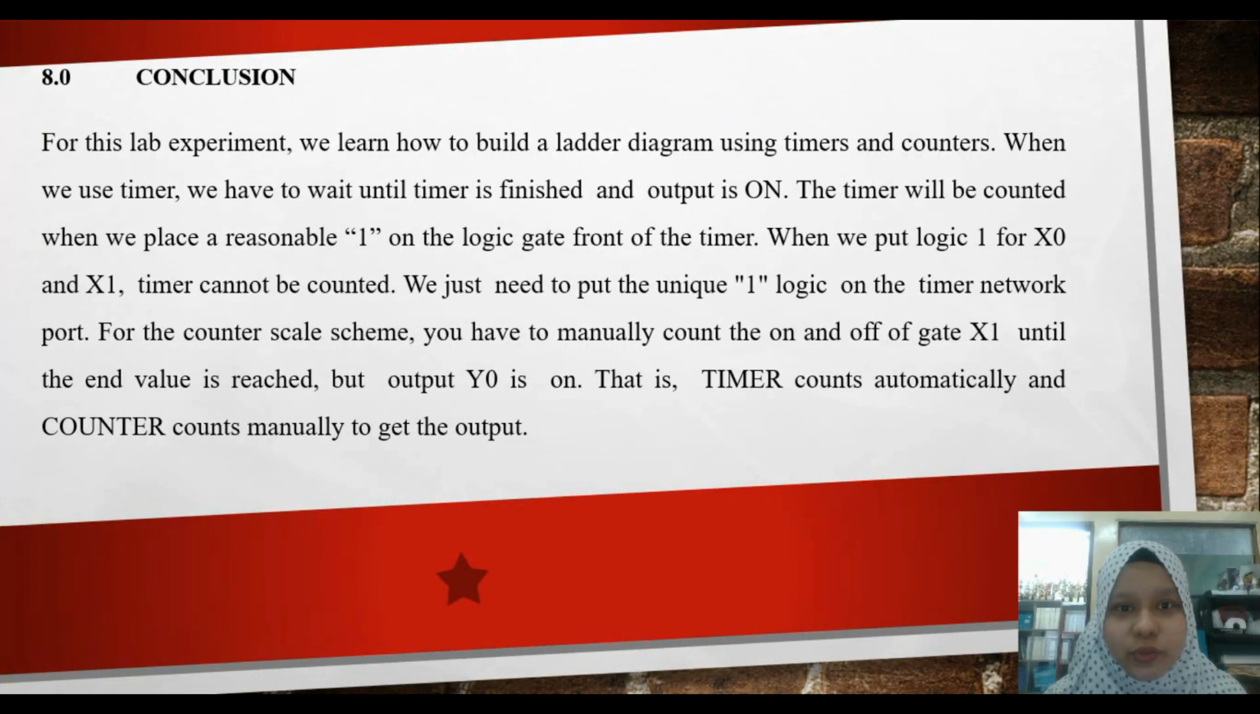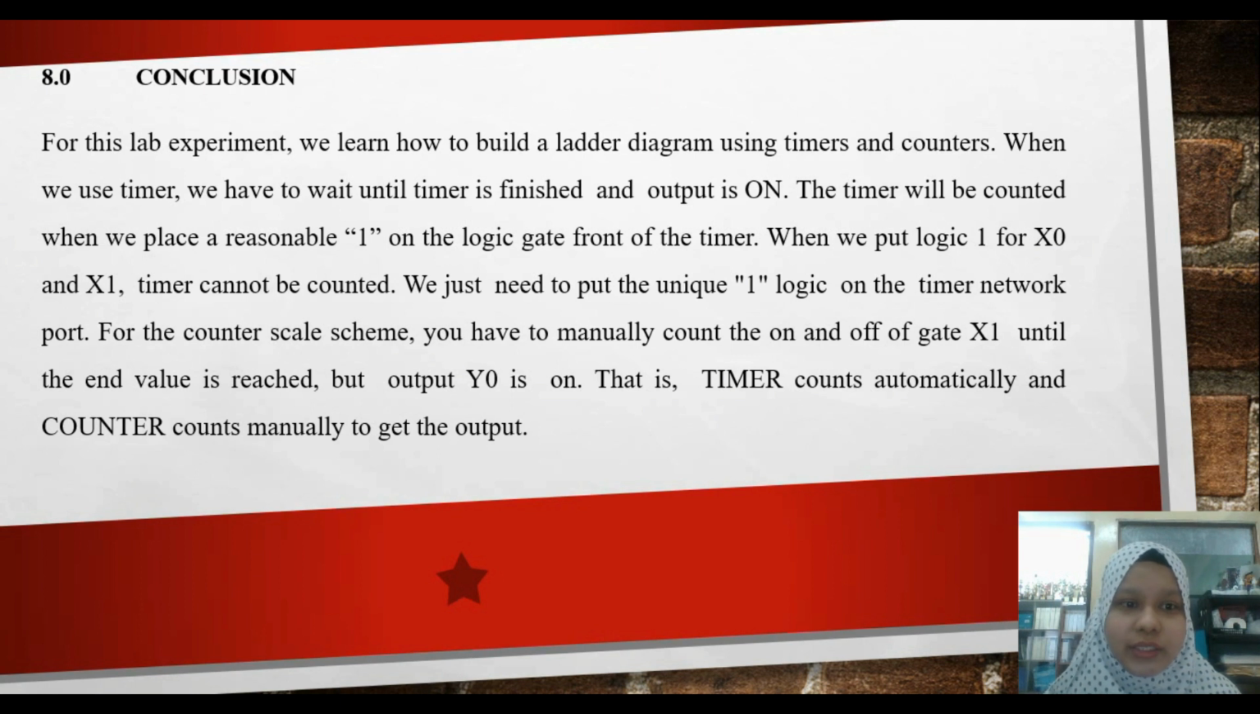That's all we learned about how to validate the diagram using timers and counters. When we use a timer, we have to wait until the timer is finished and the output is on. The timer will count when we place logic 1 on the logic gate in front of the timer. When we put logic 1 for X0 and X1, the timer cannot count because the timer for X0 is reset after the logic X0. We just need to put a single logic 1 on the timer network part.